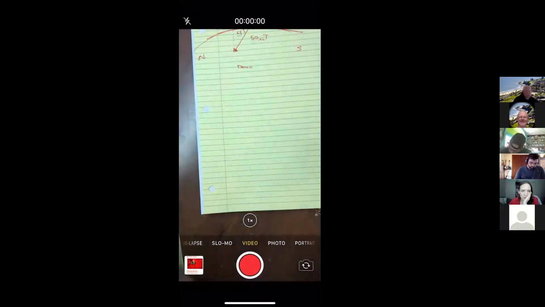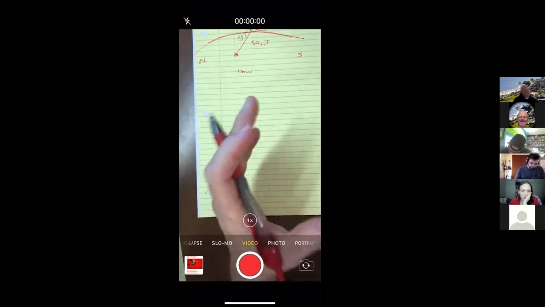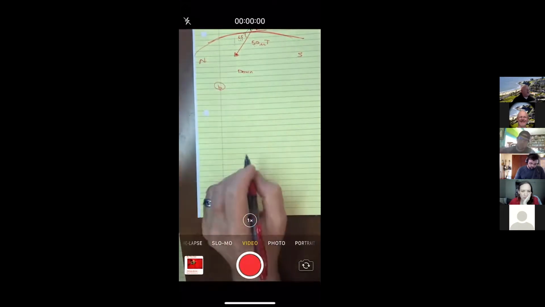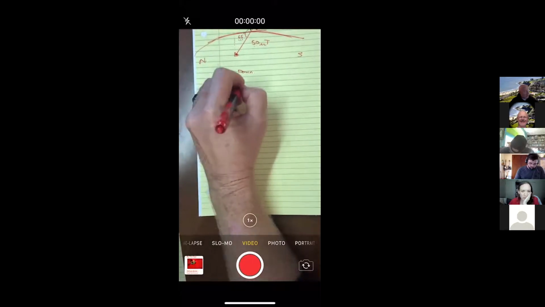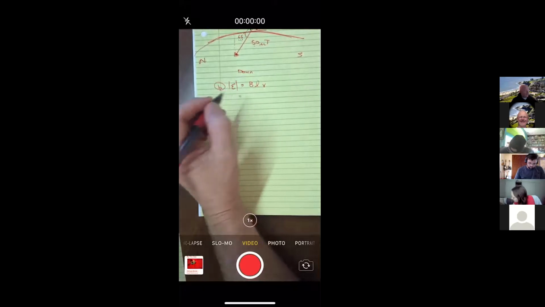Once I know all that, this is actually fairly easy. I'll do part B first. It says calculate the magnitude of the induced EMF. So let me just write down the B, the L, and the V.